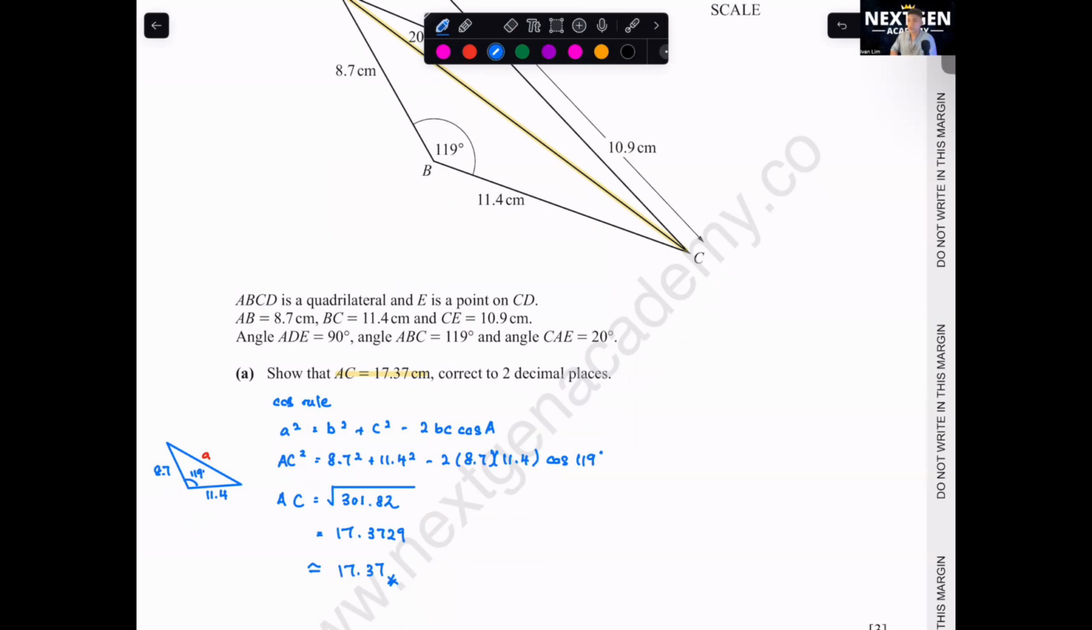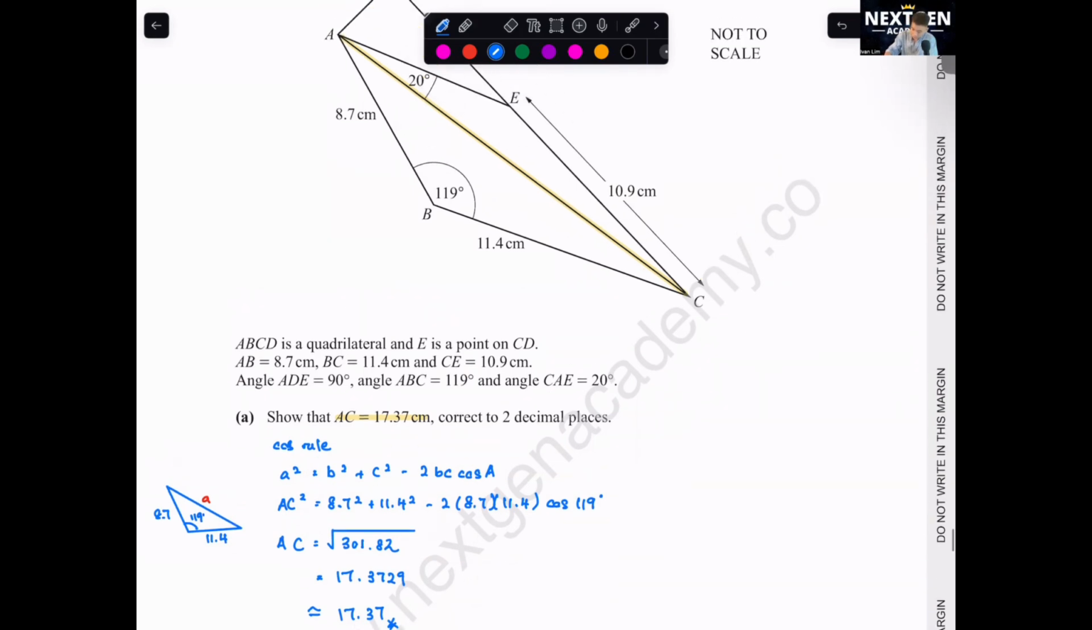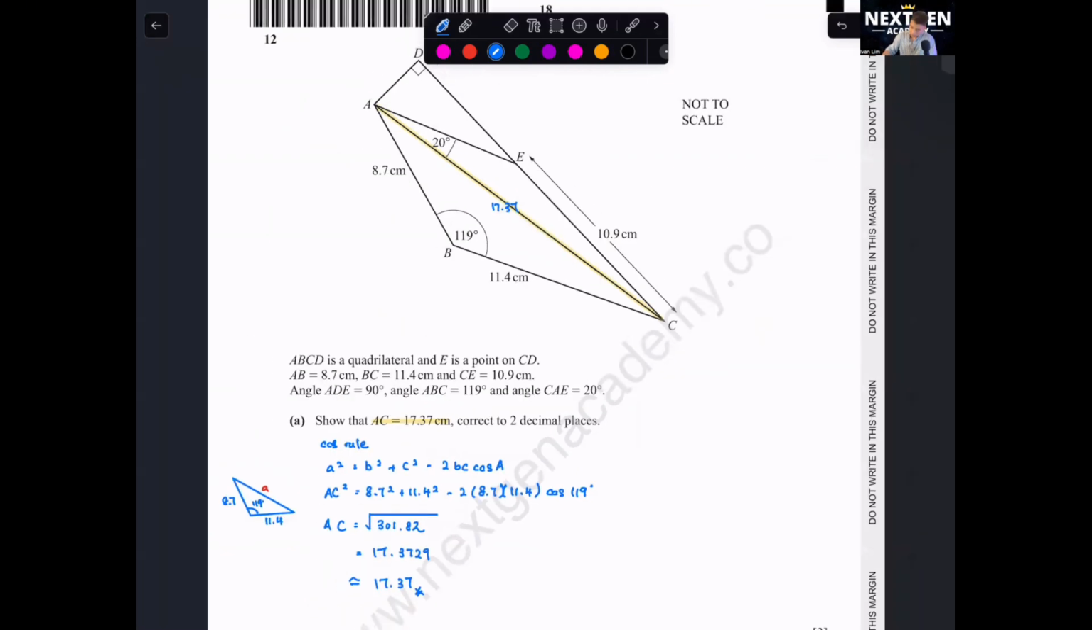Can you use Pythagoras' formula here? Cannot. It's not a right-angled triangle. So Pythagoras can only be used for right-angled triangles. Okay, first one, 17.37. This is your value. Let's look at the second one.